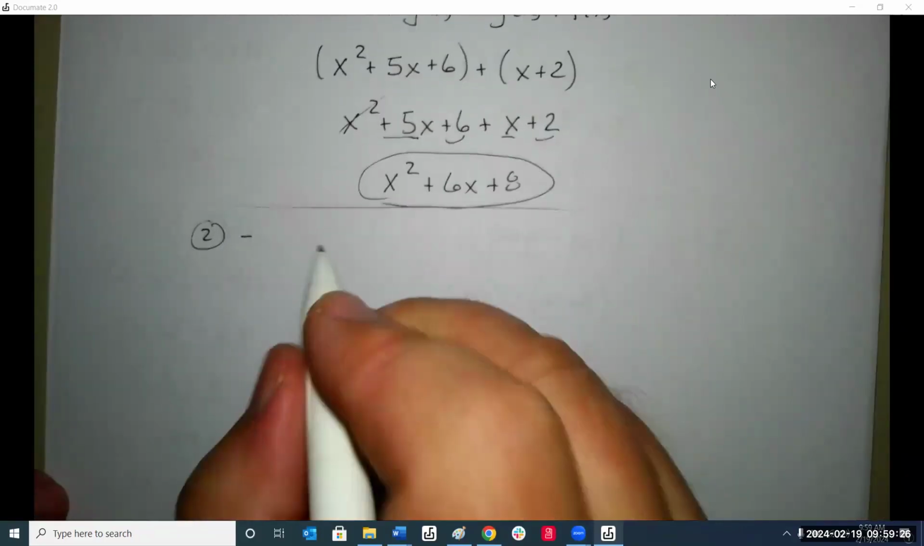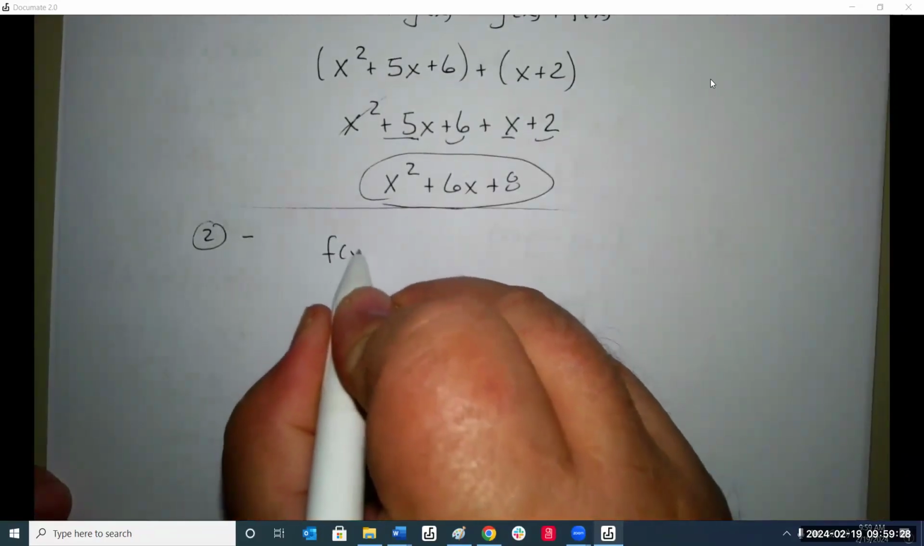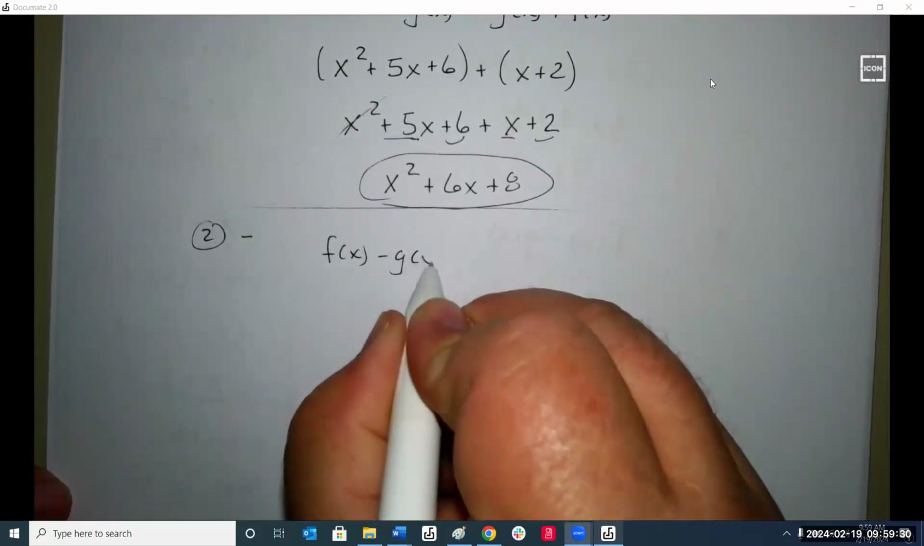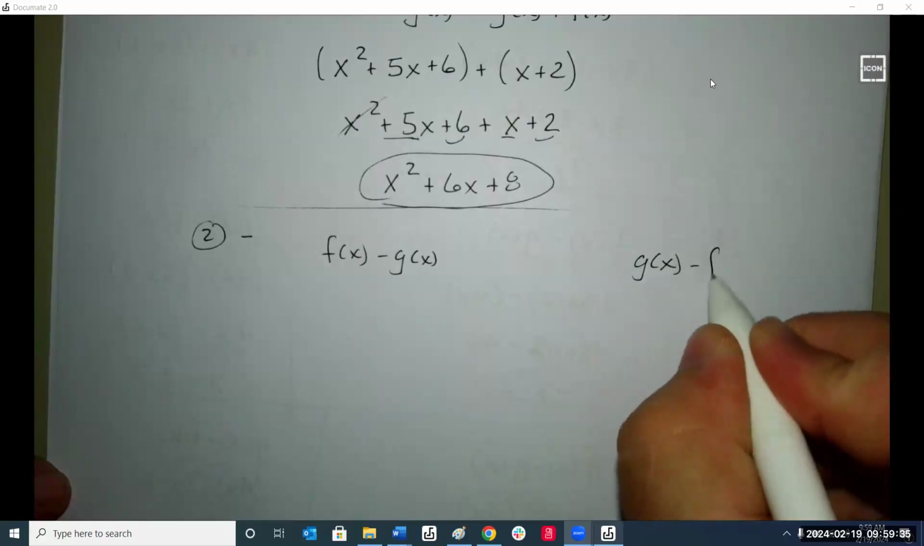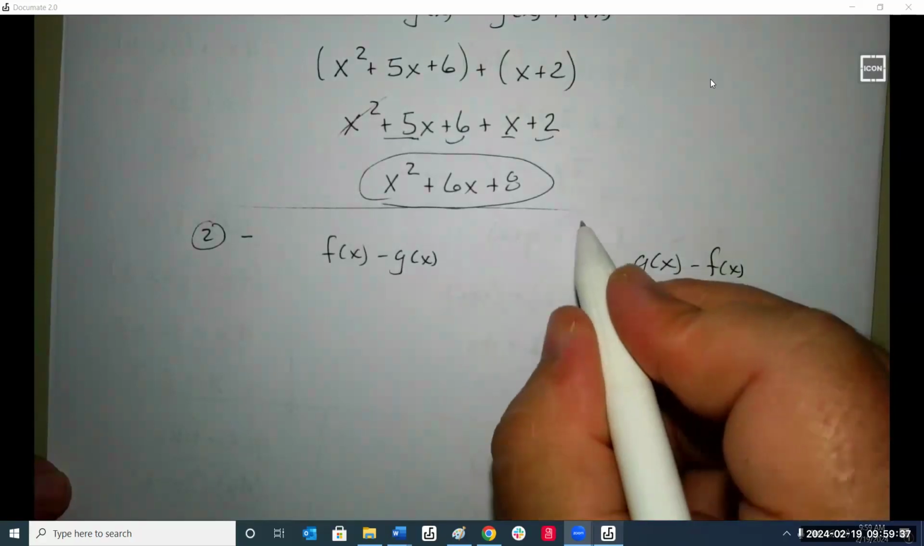Subtraction. We're going to look at both of them separately. f of x minus g of x and g of x minus f of x. See how much it changes.